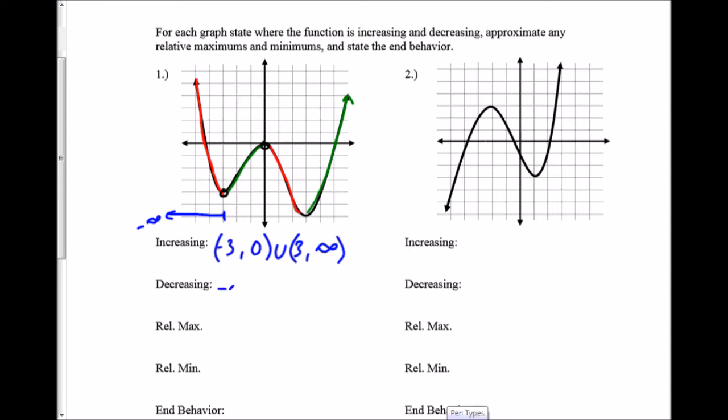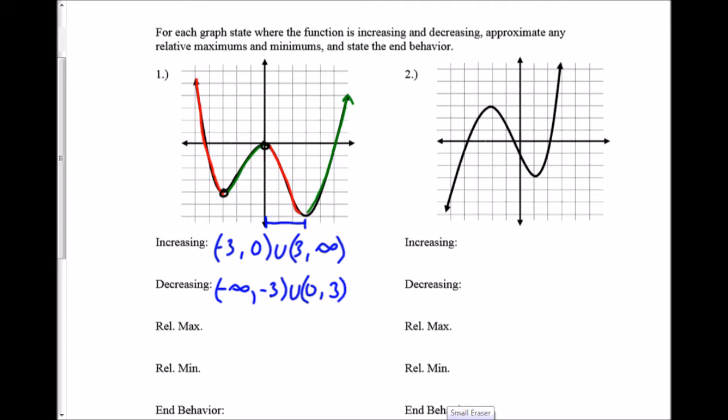Let me try that infinity symbol again. That looks a little bit better. So it's decreasing from -infinity until -3. And then it's also decreasing from here to here, which is the interval from 0 to +3. Again, we're always working left to right. There's no inclusion here in terms of those x values, and then I put a union symbol in between, and that's it.